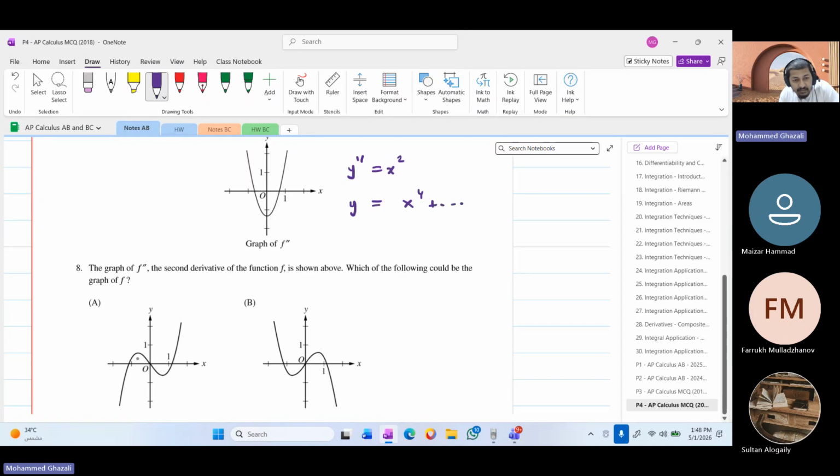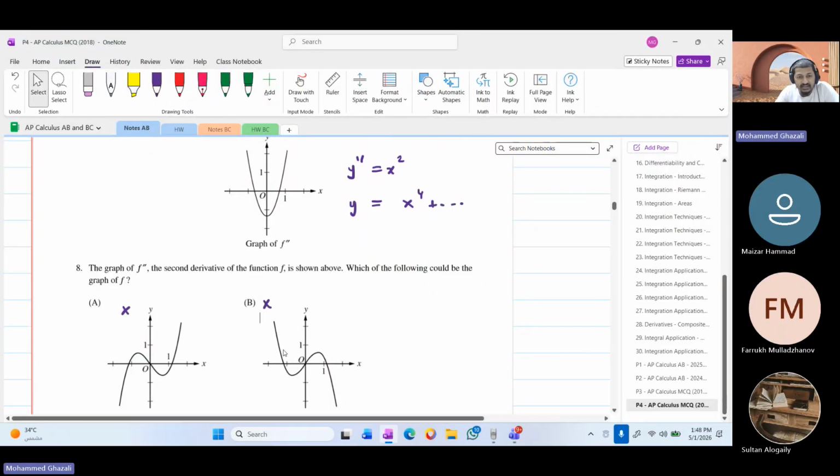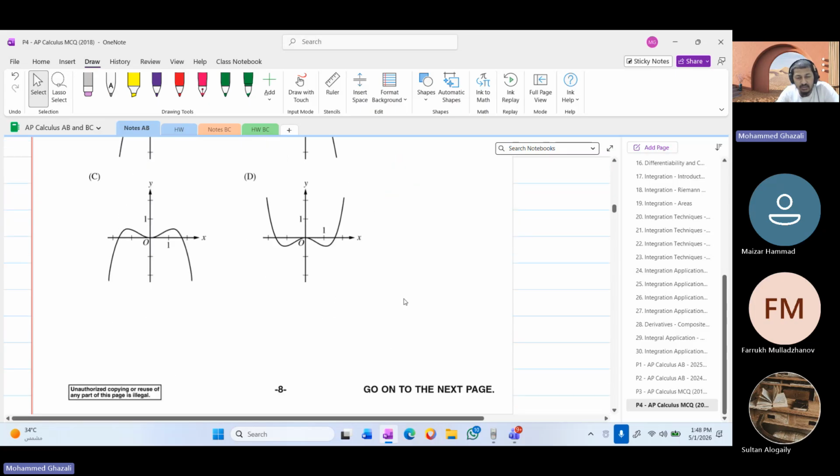So can it be a? It's a cubic function, right? It can't be a. Can it be b? It can't, because this is a negative cubic function. Okay. So a and b are out. So it's nice because now we know it's a power 4 function. So it looks something like c or d. Right. Now let's observe. Maybe it's a positive power 4 function.